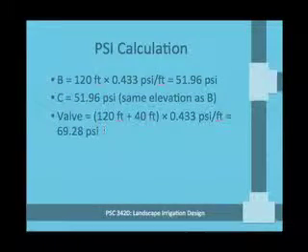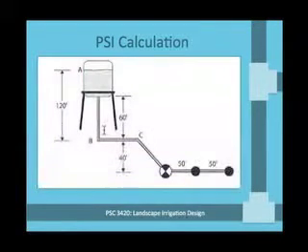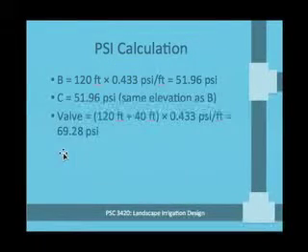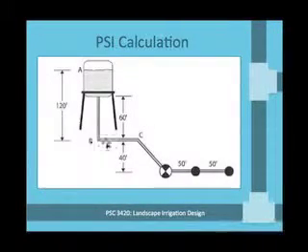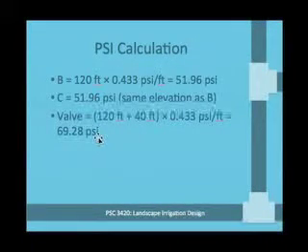So at B, and I'll be going back and forth a little bit, the elevation change from the surface of the water is 120 feet, right? So at B, to get the pressure, we'd multiply 120 feet times 0.433 psi per foot for a pressure of 51.96 psi. Now, what about C? If we go back, you'll note that C and B are at the same elevation, and so the pressure is going to be the same for those two, 51.96 psi.